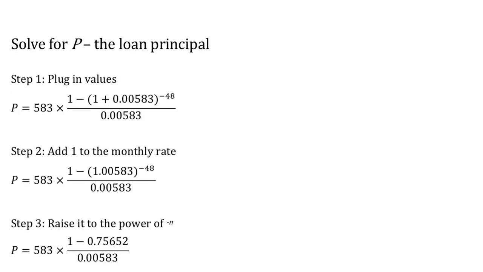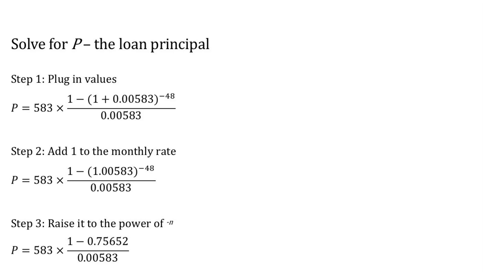Let's calculate the loan principal, or solve for P. So let's take our equation and replace all of the variables with our known values. Pretty self-explanatory, that's step 1. Step 2, add 1 to the monthly rate. This will give 1.00583. And as I said previously, we're going to be working with 5 decimal places for most of the internal calculations. Step 3, raise it to the power of negative exponent n, in this case negative 48.